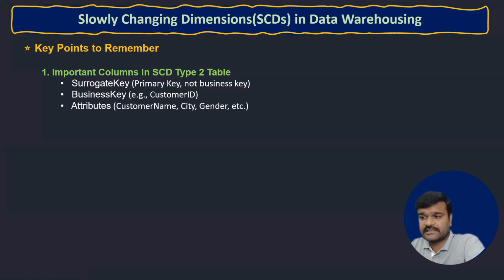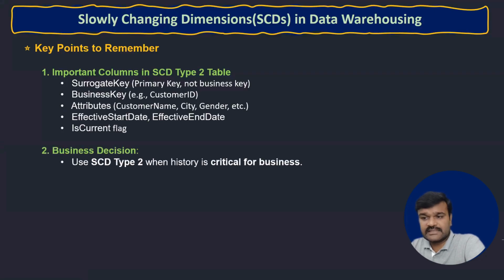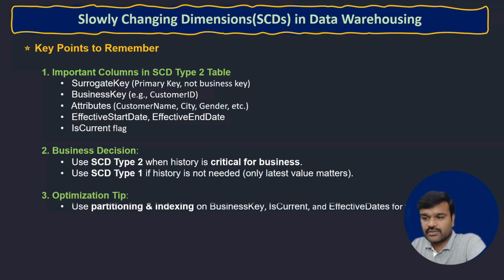Customer name, city, gender: these are the attributes that may change. And then what is going to play a key role? Effective dates. That means from when to when, the duration in which so-and-so data is active. And a very crucial thing is the current column. Then business decisions, of course: if you want to maintain the history, then you can go for SCD type 2. If you don't bother about the history and always focus on the current data, you can go for type 1.